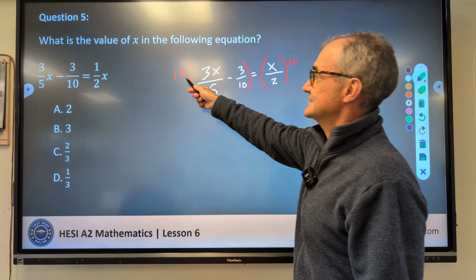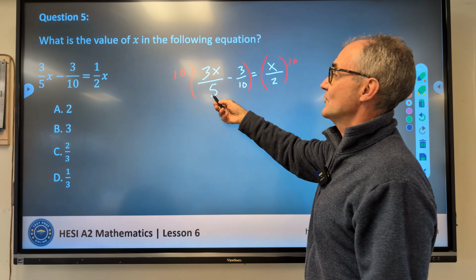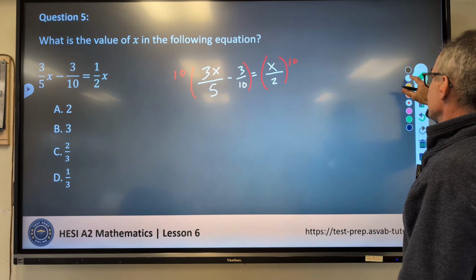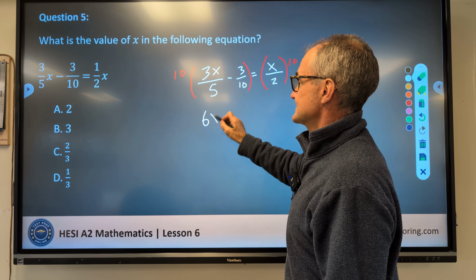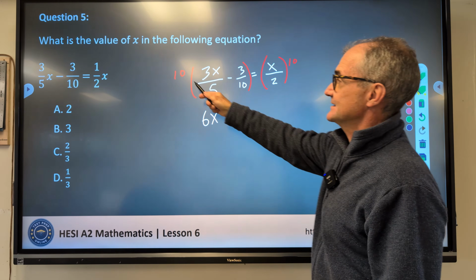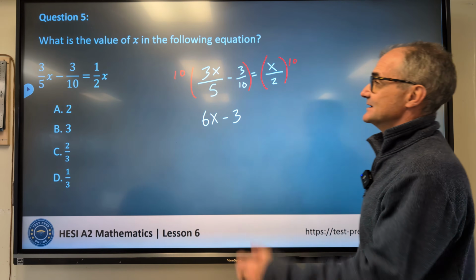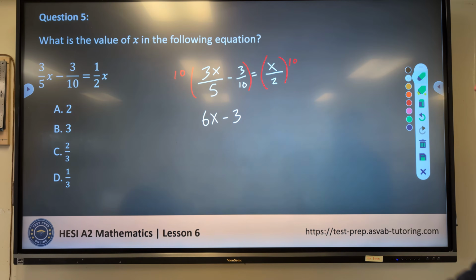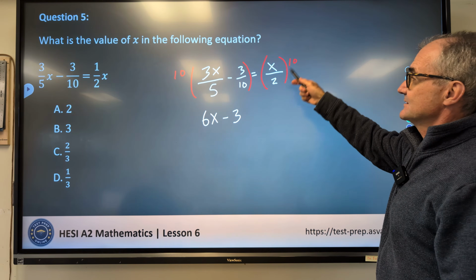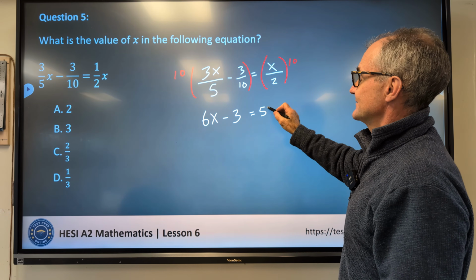So as I multiply 10 through the first thing here, it's going to give me 30 over 5, right? 30 over 5 is 6x. And then it's going to give me 30 over 10, negative 3. I picked that 10, so those numbers would cancel out. Then over here, 2 goes into 10 5 times. It's going to be equal to 5x.